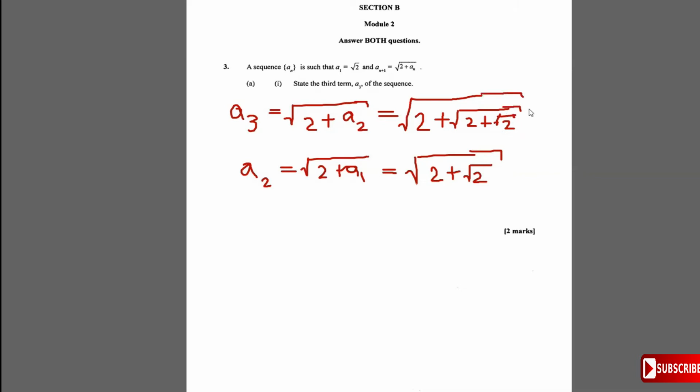A lot of work. So I'm going to put it in decimal. 2 plus root 2 square rooted is 1.84. So a2 is 1.84. And so 1.84 plus 2 square rooted is 1.96. So a3 is 1.96. a2 is 1.84. We had to find a2 before we could find a3. Nice.